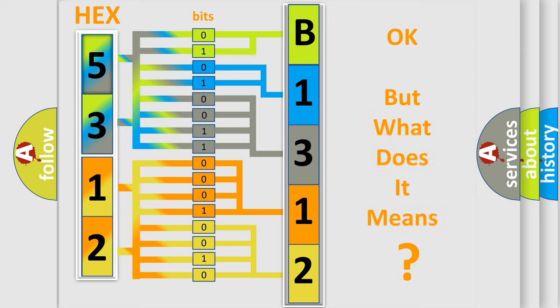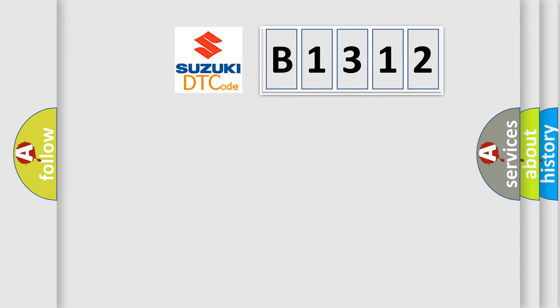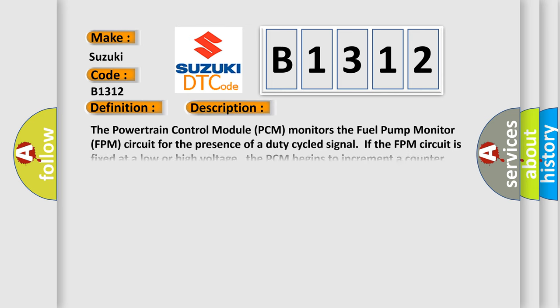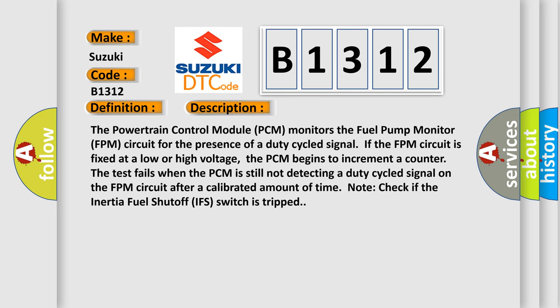The number itself does not make sense to us if we cannot assign information about what it actually expresses. So, what does the diagnostic trouble code B1312 interpret specifically for Suzuki car manufacturers? The basic definition is lost communication with fuel pump control module. And now this is a short description of this DTC code.